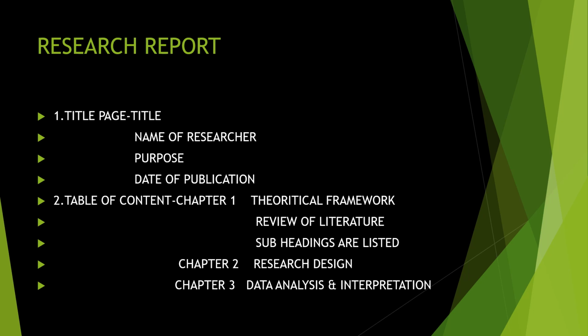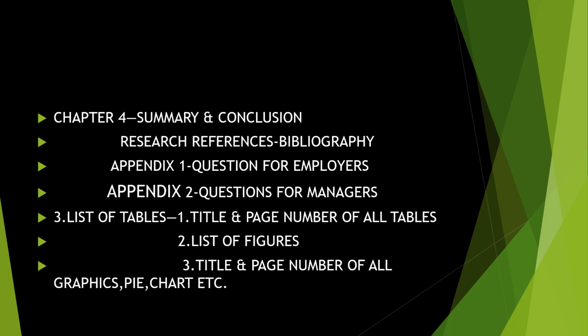Understood? So chapter 1, the first chapter, you have to write the theoretical framework, review of the literature, subheadings with their page numbers. Then chapter 2 you have to write the research design, chapter 3 the data analysis and interpretation, and chapter 4 summary and conclusion. Then after that you have to write the references, which all the books you have referred to, and the bibliography.